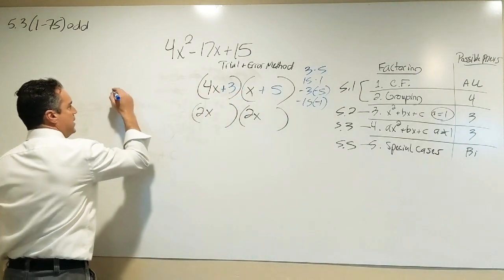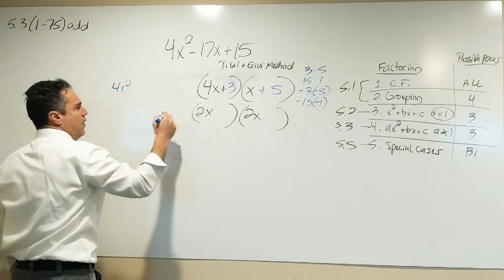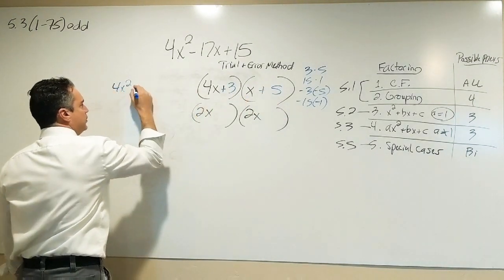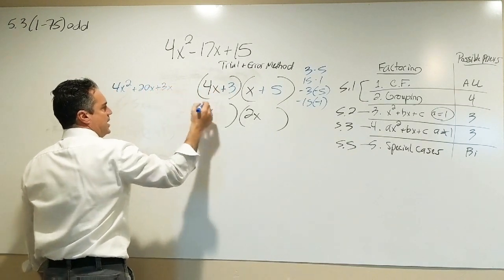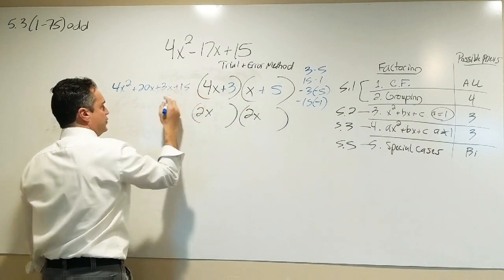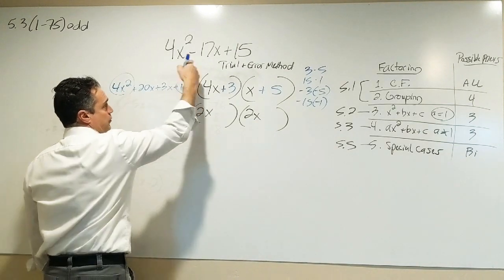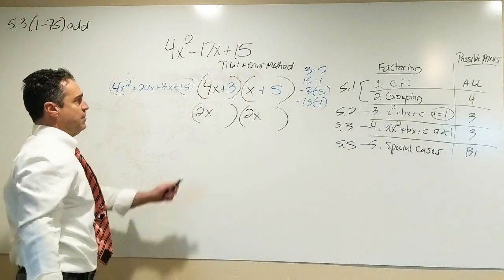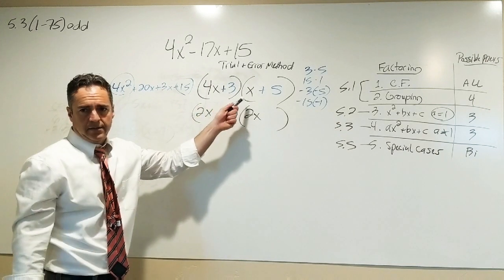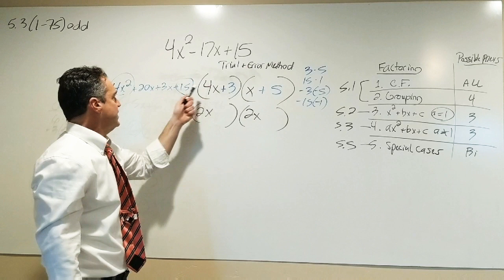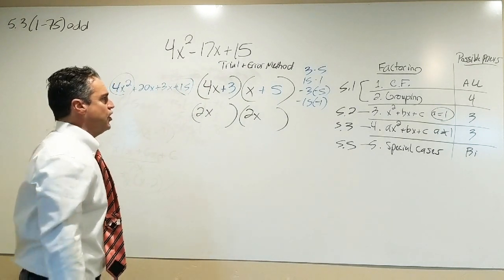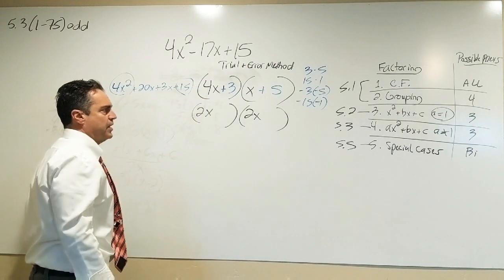4x times x makes 4x squared. 4x times 5 makes +20x. 3 times x makes +3x. And 3 times 5 makes +15. So we knew that the first term and the last term would be right. But the middle terms combine to make 23x. So is this right? No, it's not, because we needed to make -17x and it made 23x. And so we tried, we erred, okay?